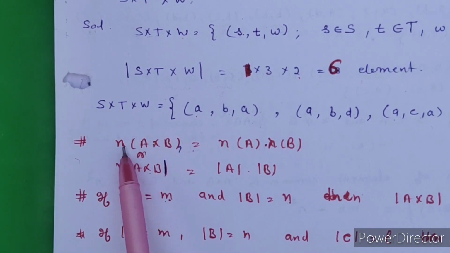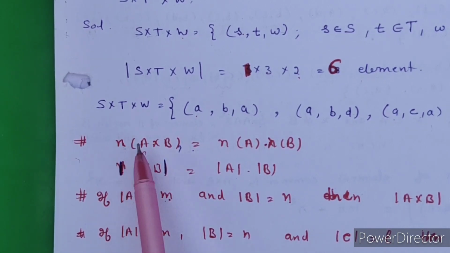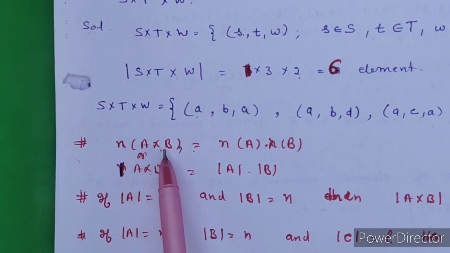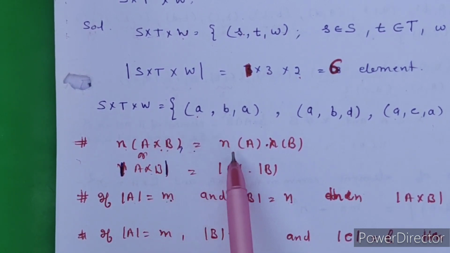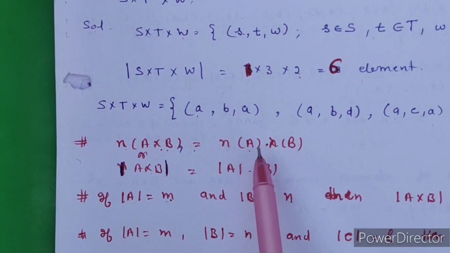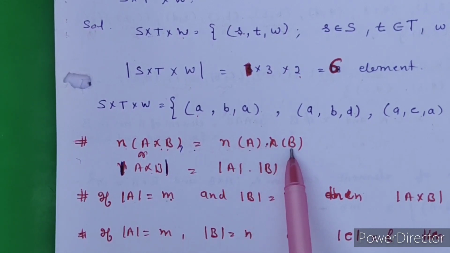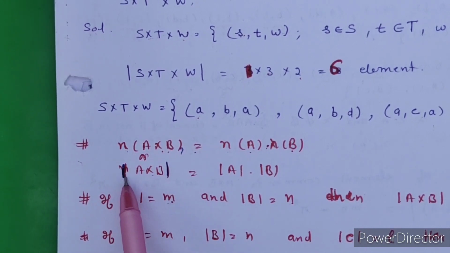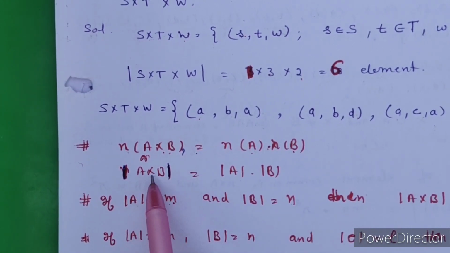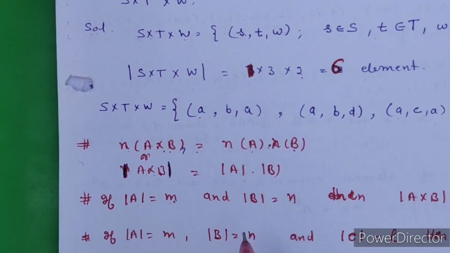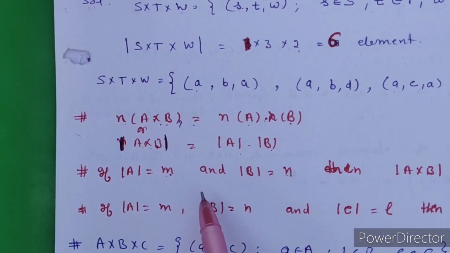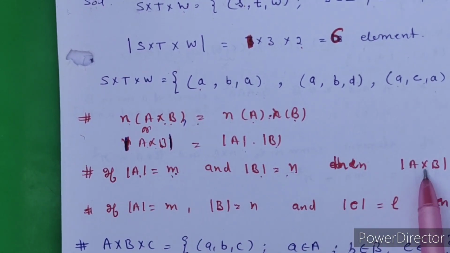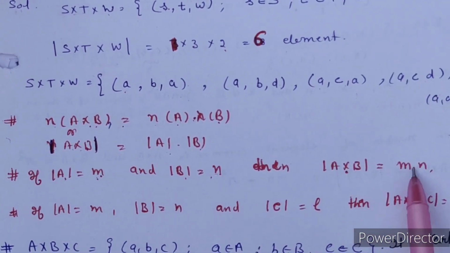In some books there is a notation n outside and the Cartesian product inside. It denotes the number of elements in A cross B, and that is equal to the number of elements of A into the number of elements of B. And in some books there is this determinant sign, and this mod value denotes the number of elements. So now we have studied the number of elements. A is m, B is n. The number of elements in the Cartesian product will be mn.